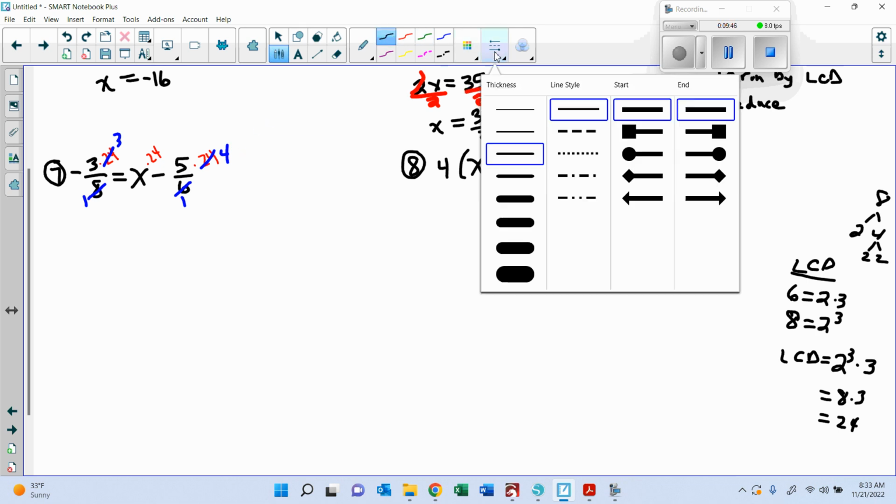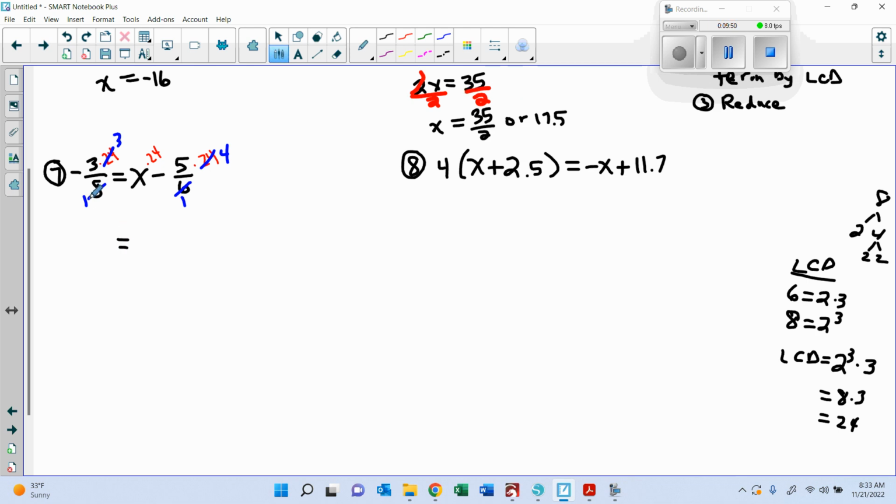Then I'm going to write down what I ended up with. So I'm going to keep my equal sign here. On the left, this is a 1 in the bottom, so I don't need to do anything with that. And then I have a negative 3 times 3. So that's negative 9.